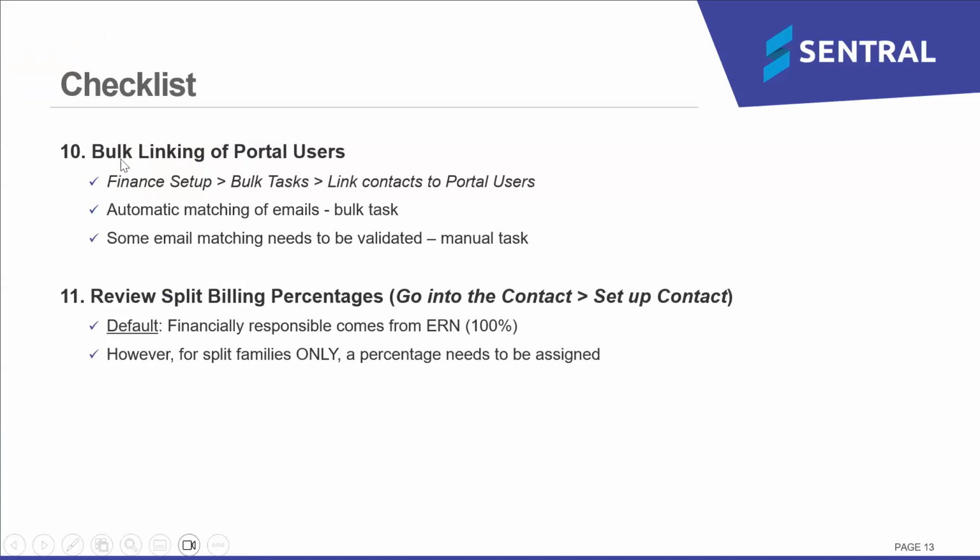There is also the bulk linking of portal users. Now, for the bulk linking, we have actually assigned a lot of the contacts to portal users by matching their email address. However, we would like you to confirm and check those ones that can't be matched. So where do we do that? Again, this is only applicable if you already are using the portal and if you would like parents to have access to the invoices and to also pay via the portal. This is also important in that.